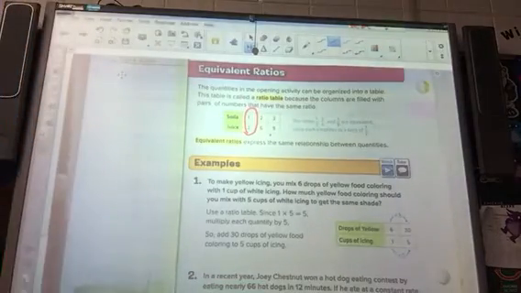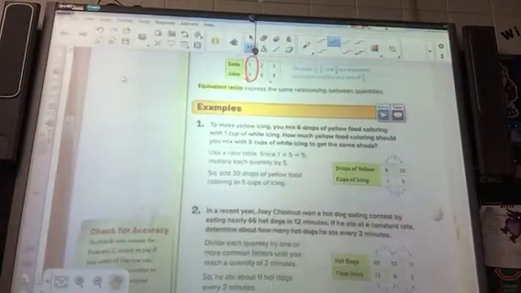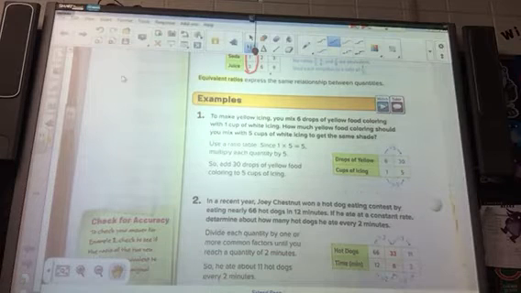All right, here's an example. To make yellow icing, you need 6 drops of food coloring with 1 cup of white icing. So 6 drops of food coloring, 1 cup of white icing. How much yellow food coloring should you mix with 5 cups of icing to get the same shade?